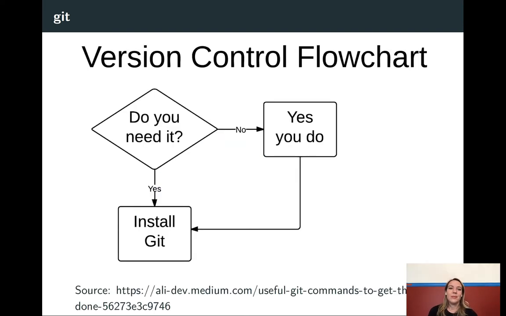I found this online and I think it's a very effective flow chart. So this is a flow chart for whether or not you need version control for your project. It starts up here. Do you need it? Yes. Then you install Git. Do you need it? If you answer no, then it informs you that, in fact, you do need it, and then you install Git. It really is something that I think a lot of people don't realize how useful it's going to be until they really get into using it on a large project. But once you do, I think a lot of people really heartily embrace it, and there are huge advantages to using it in your scientific coding.